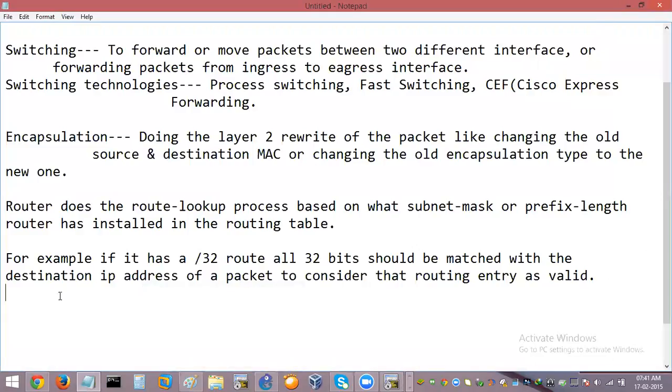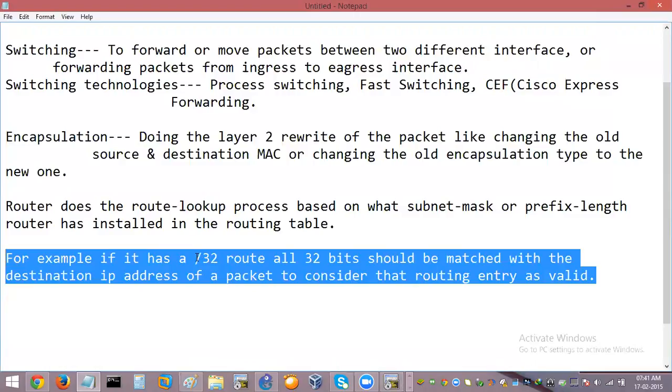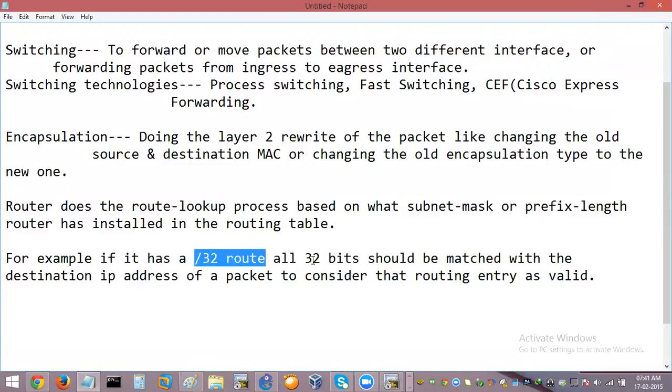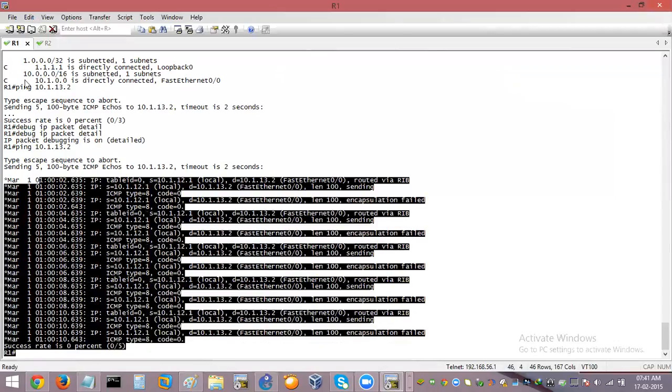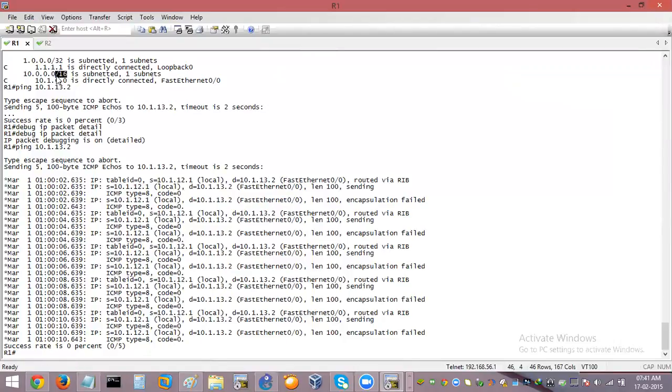Okay, so you can make a note of it. For example, if you have a /32 route, all 32 bits should be matched with the destination IP. Now, did you understand why we were able to route this packet later on? Because now I have /16. /16 means I'm only going to match 10 in the first octet and 1 in the second octet, which is matching. I don't care about the last two octets, whatever they are. I'm just going to forward the packet on this path. Let's do it.